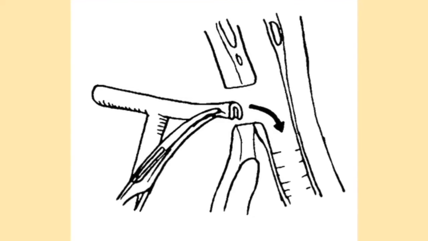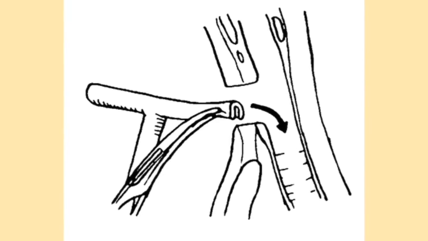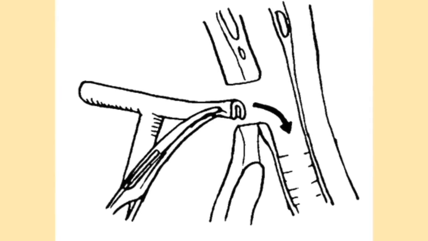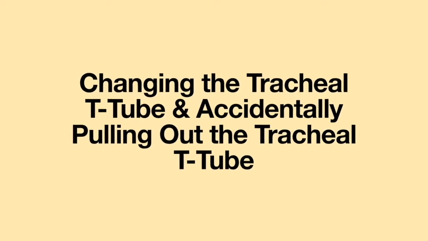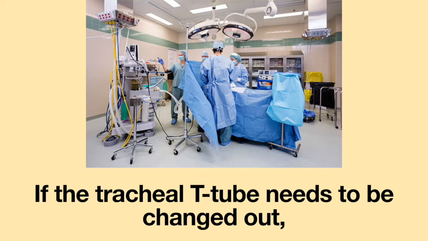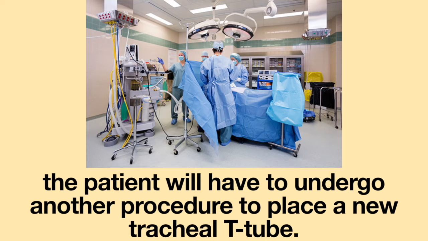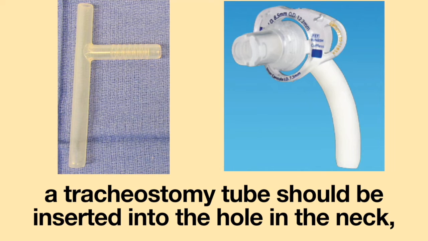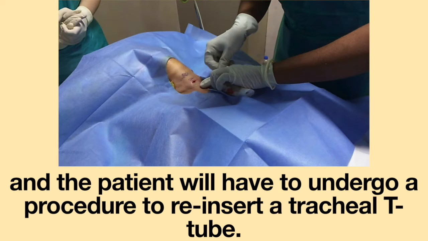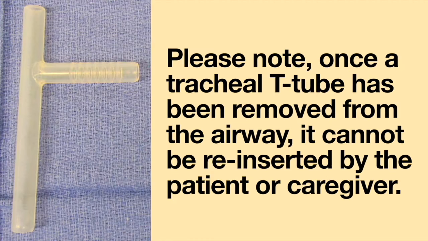A tracheal T-tube is usually inserted surgically. A hole is created in the trachea. The tracheal T-tube is bent and inserted with a forceps into the trachea. If the tracheal T-tube needs to be changed out, the patient will have to undergo another procedure to place a new tracheal T-tube. If the tracheal T-tube is accidentally pulled out, a tracheostomy tube should be inserted into the hole in the neck, and the patient will have to undergo a procedure to reinsert a tracheal T-tube. Please note, once a tracheal T-tube has been removed from the airway, it cannot be reinserted by the patient or caregiver.